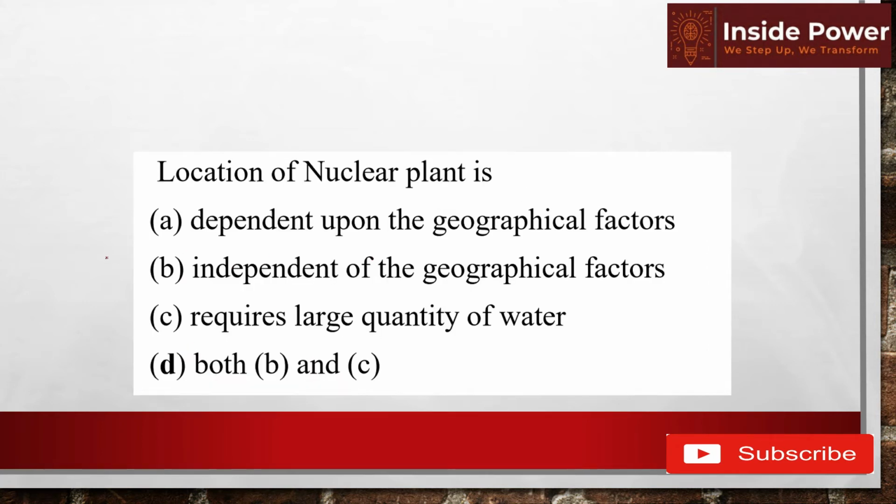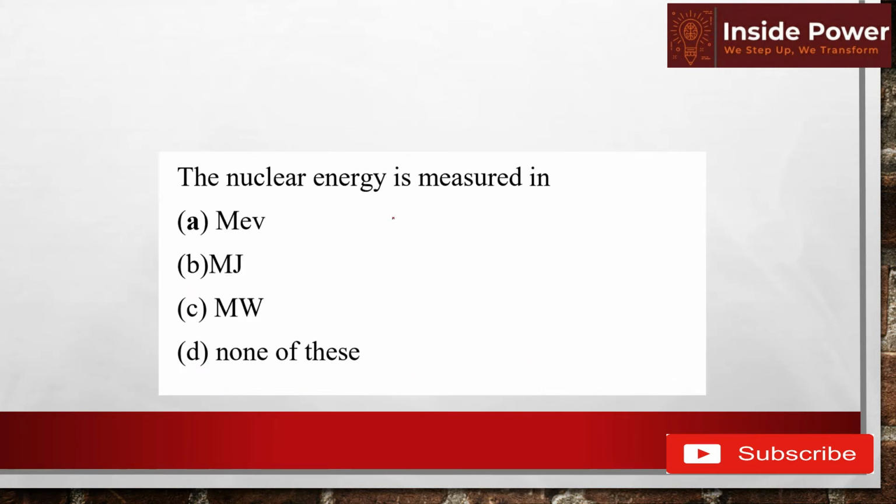The location of a nuclear plant is dependent upon the geographical factor, independent of the geographical factors, requires large quantity of water, and both B and C. So here, independent of the geographical factor and requires large amount of water. So both B and C are the correct option. The nuclear energy is measured in mega electron volt, that is MeV, whereas joule is the measurement of energy, and megawatt is the measurement of power.